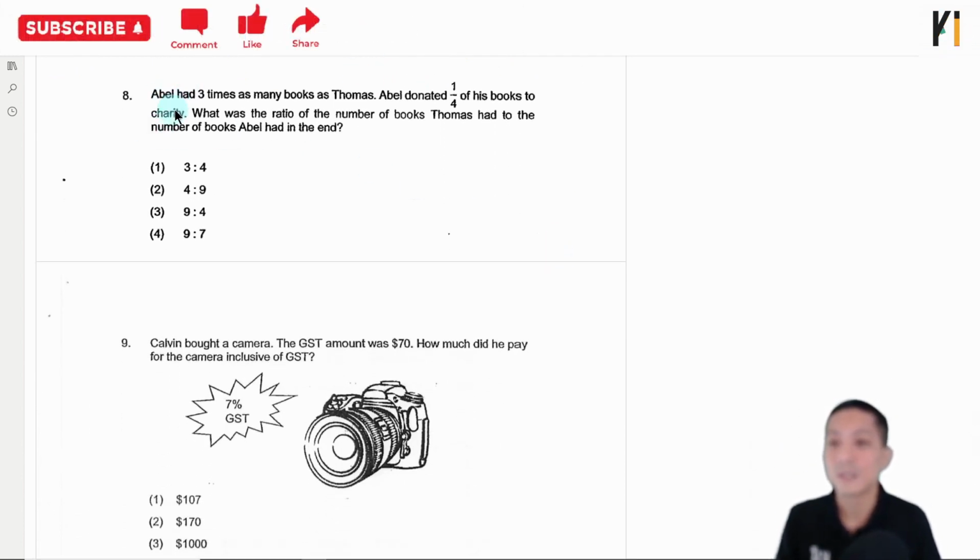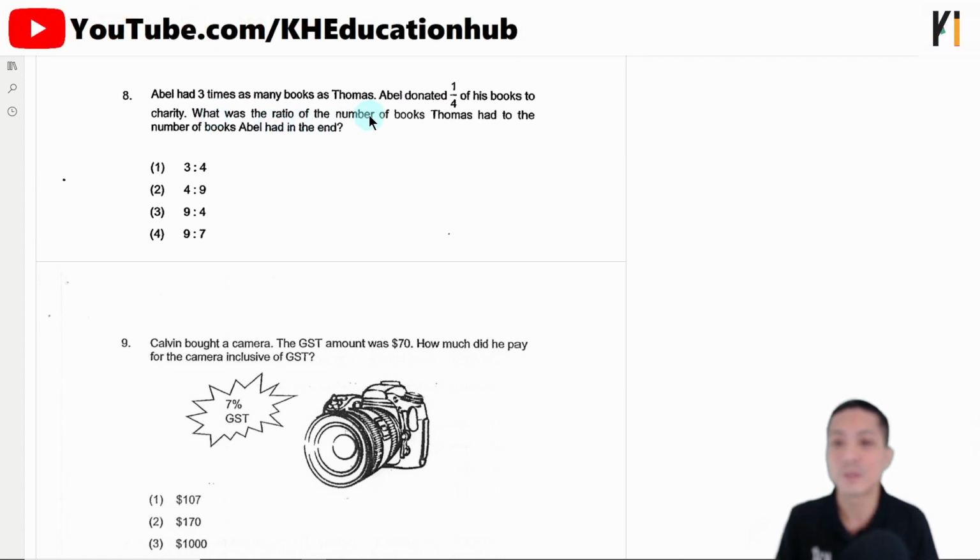Okay, question 8. Abel had 3 times as many books as Thomas. Abel donated a quarter of his books to charity. So what was the ratio of the number of books Thomas had to the number of books Abel had in the end?